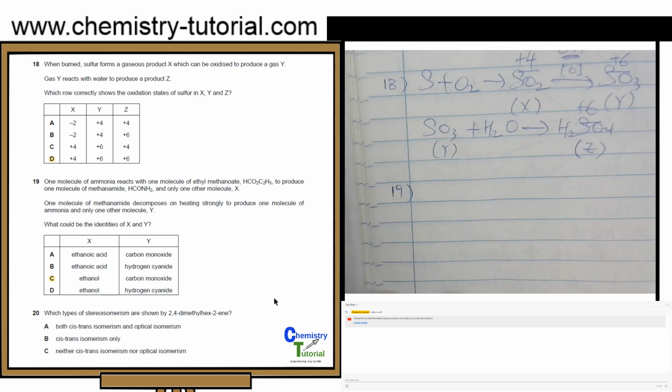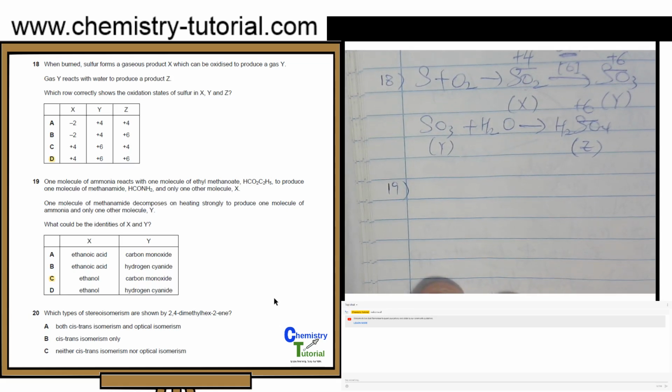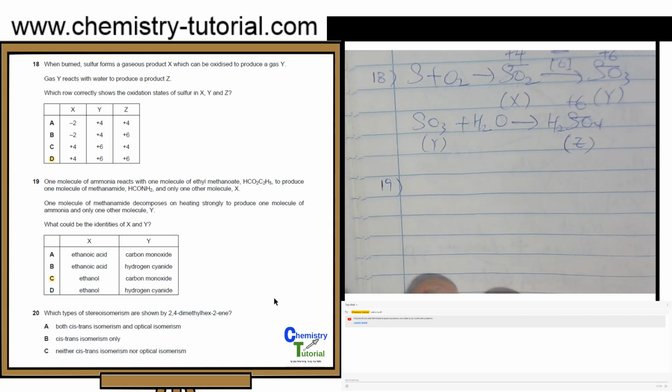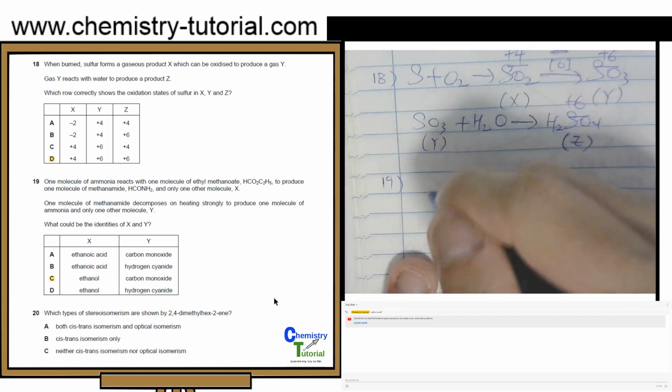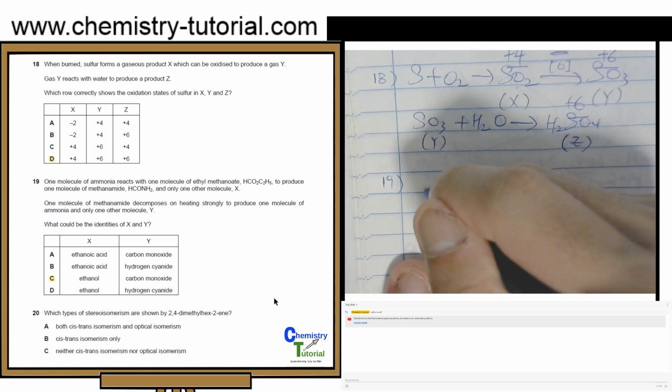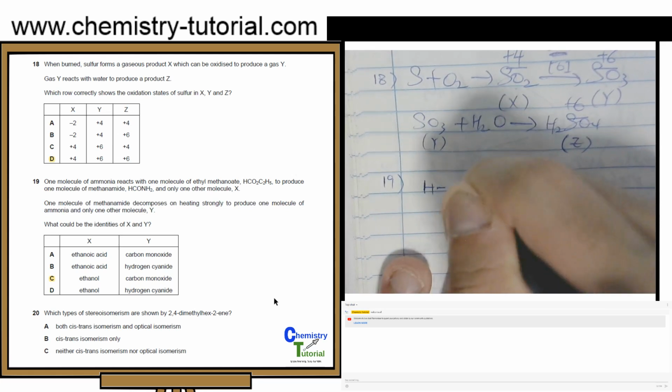For question 19, one molecule of ammonia reacts with one molecule of ethyl methanoate to produce one molecule of methyl X and only one other molecule. Now, which is X? Let's see what X is. First, let's draw our ethyl methanoate.